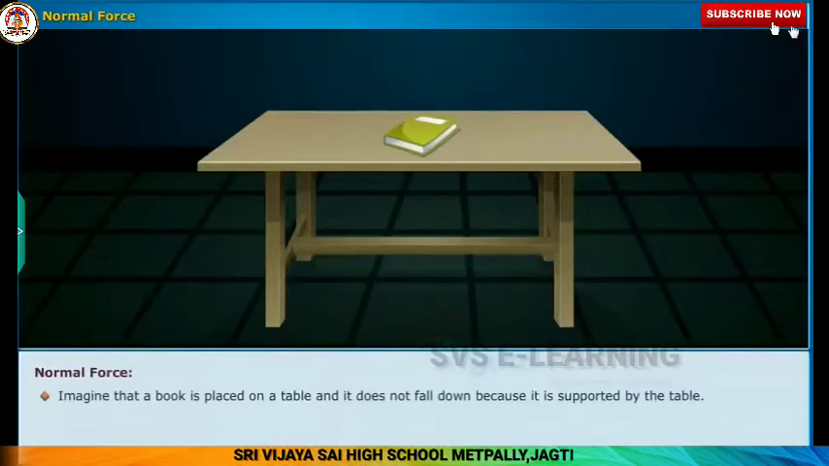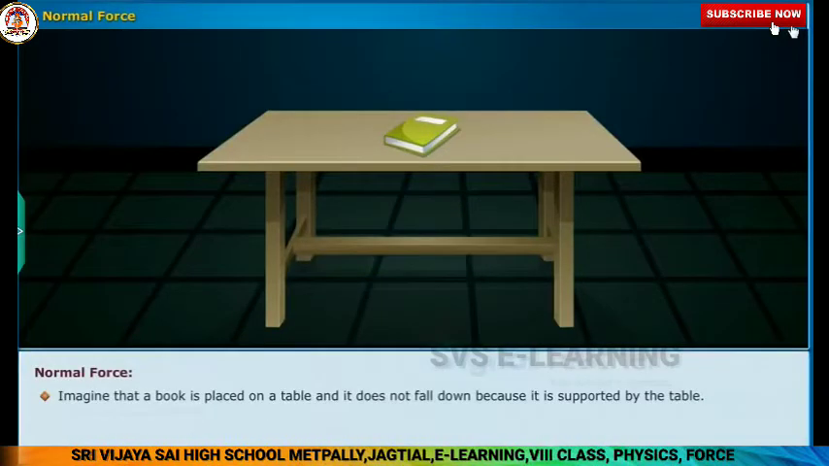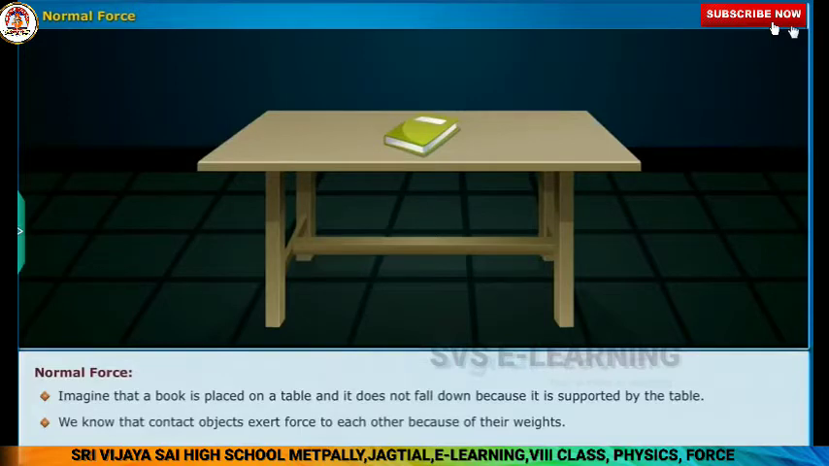Imagine that a book is placed on a table and it does not fall down because it is supported by the table. We know that contact objects exert force on each other because of their weights. Owing to this reason, the book exerts a force on the table because of its weight, and the table also exerts a force on the book.